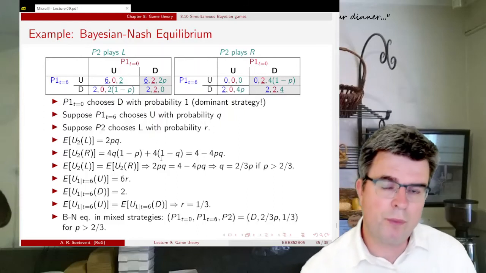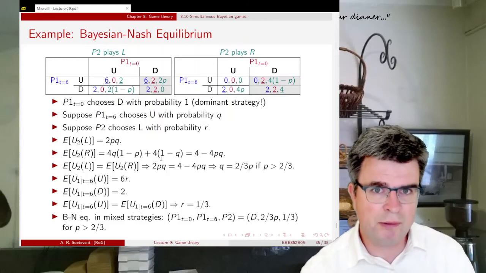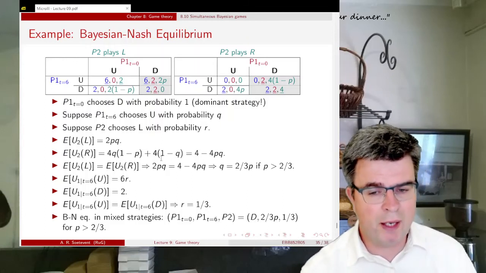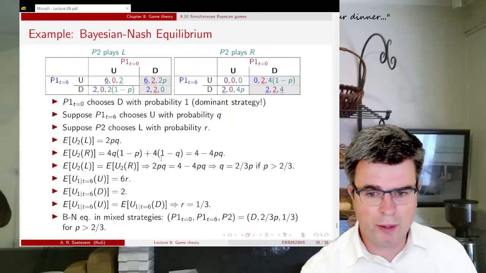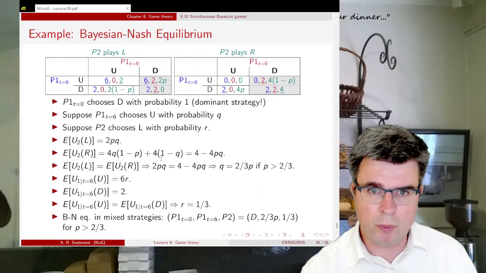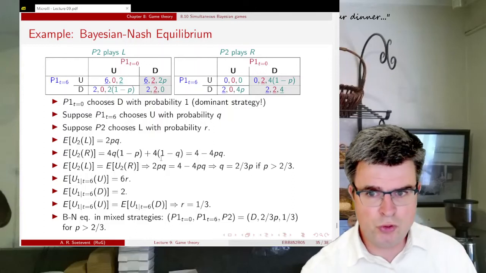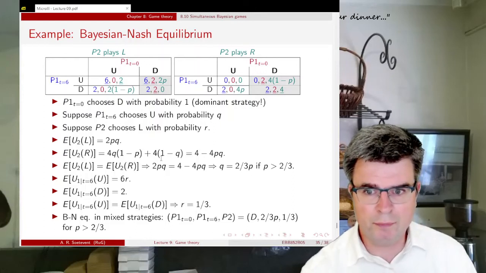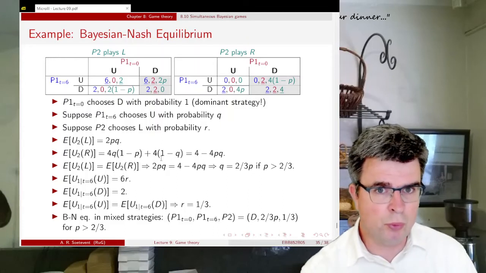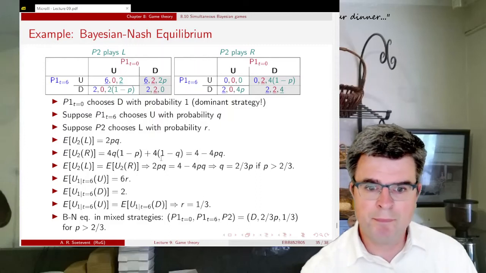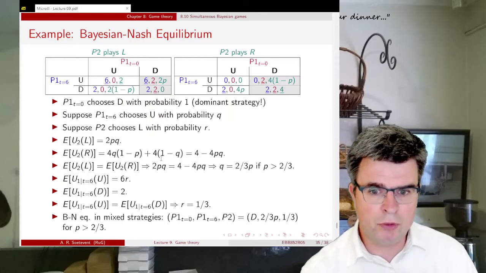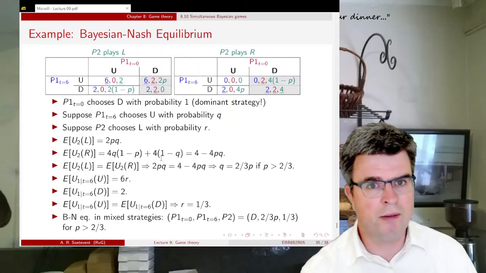So we now found a solution. We have a Bayesian Nash equilibrium in mixed strategies, and it's the pair of strategies where player 1, if he's of type 0, will always play down. If he's of type T is 6, he will mix and he will choose up with probability 2/3 times P. And we know the value of P. And player 2 will choose left with probability 1/3.